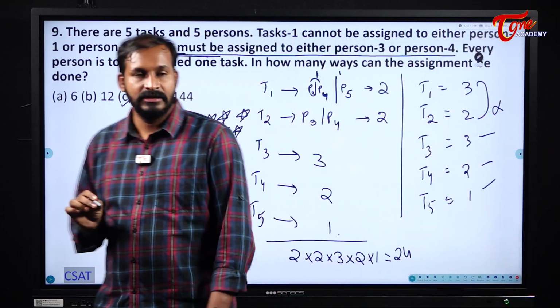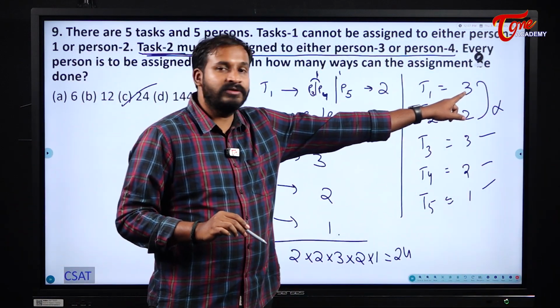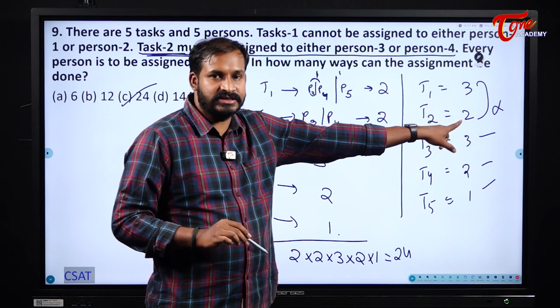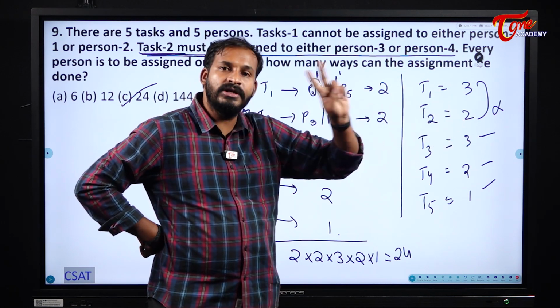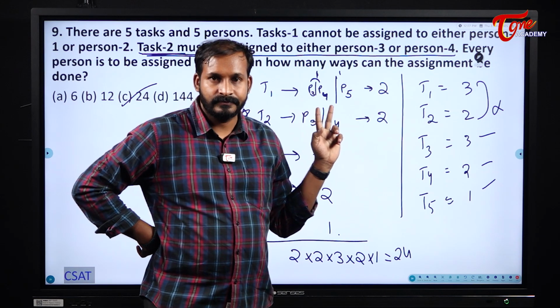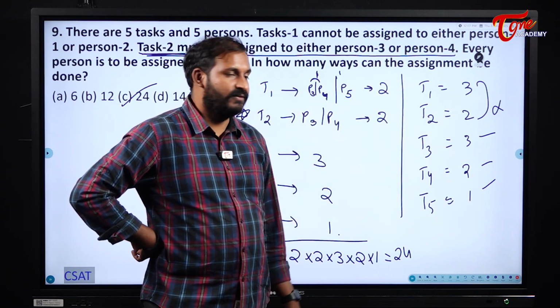So definitely, why? Because how will we have 3 chances here? Already one of the 2 persons is locked here. So you will have only 2 chances for task 1. Okay. So please be careful.